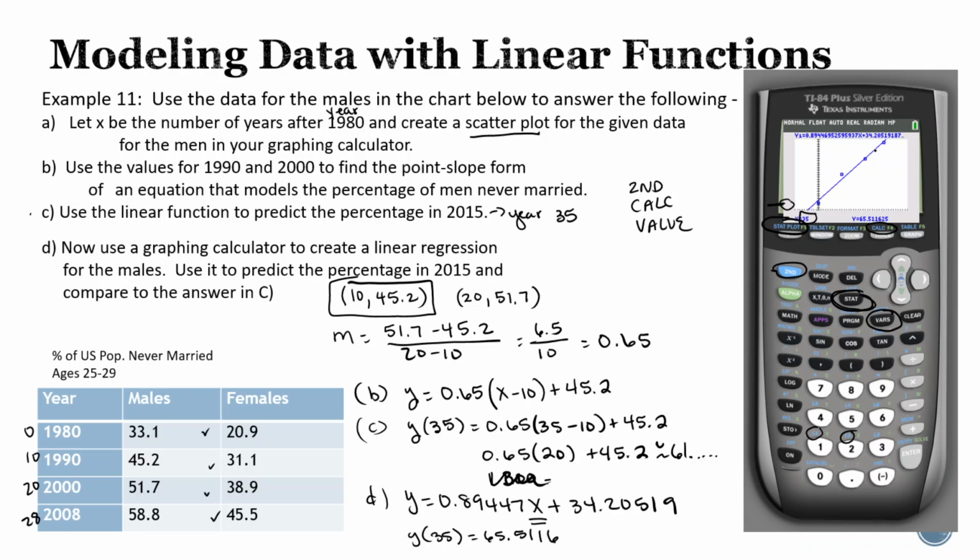Notice the line that it drew, because I stored it, it graphed it for me, went through 2 different points than the 2 I chose. This would be 1990. And this would be 2000. These are the 2 I chose. But the line of best fit chose these other 2 points. Okay? So it's not going to be precise. Now notice when you use this second calculate value, your window has to include the 35 that I'm typing in. That's why this picture doesn't look exactly like the previous one, because I had to change the window a bit.